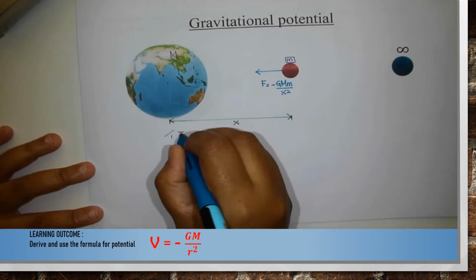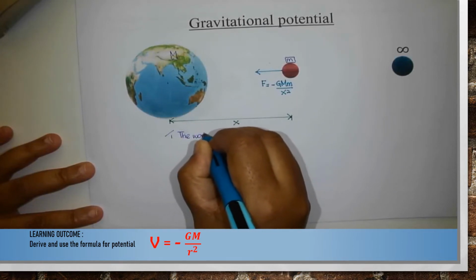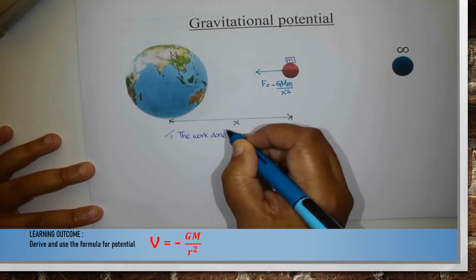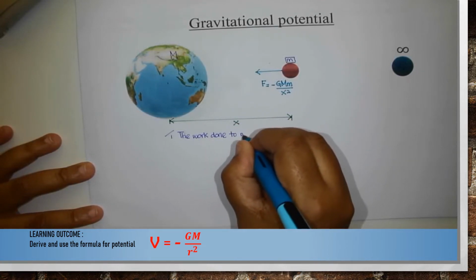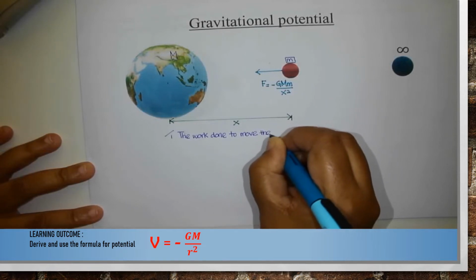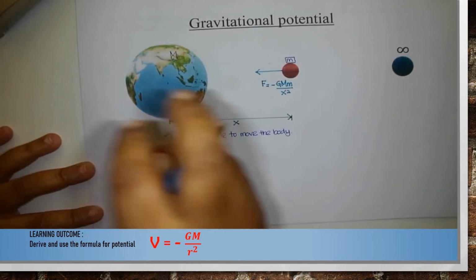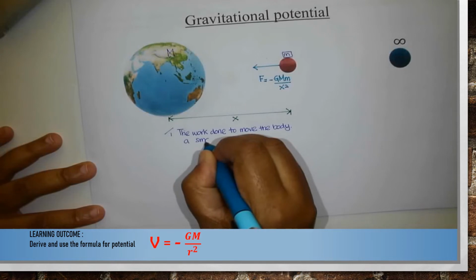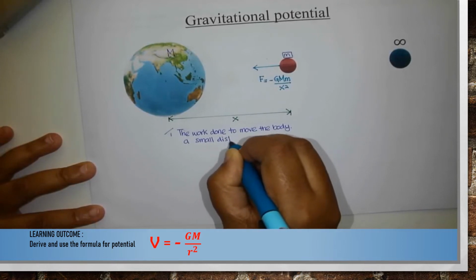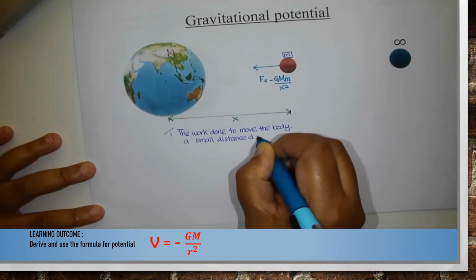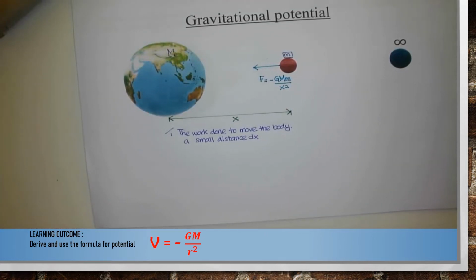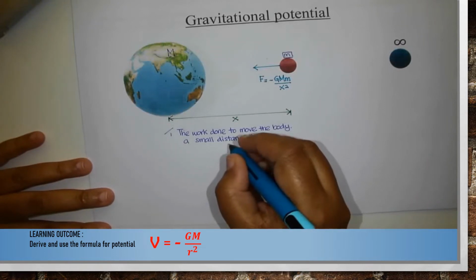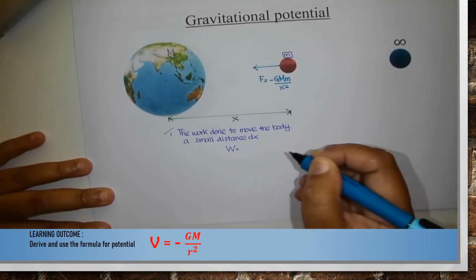We're going to look at the work done to move a body a small distance dx. So we know from the definition that work done W equals Fs.